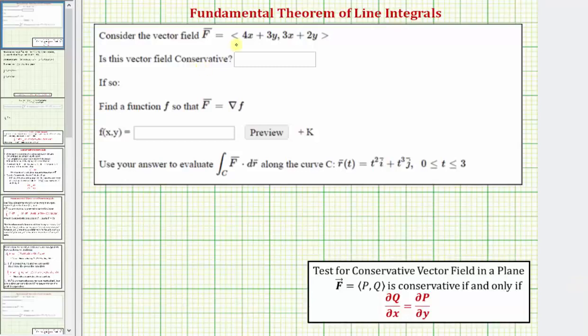We're asked to consider the vector field F, determine if the vector field is conservative. If it is, find a function little f so that the vector field F equals the gradient of little f, which means f of x comma y would be the potential function, and then finally use the potential function to evaluate the line integral along the curve C of F dot differential r, where the curve C is defined here.